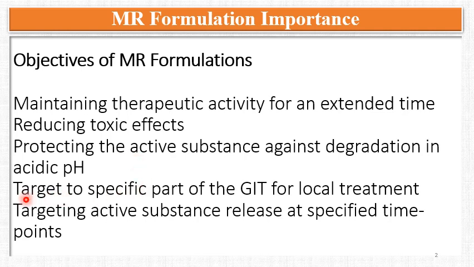Then these modified release formulations are used to target the specific part of the GIT and also for the local treatment of that part. The API gets released nearby to that part or around that part of the GIT, and the API shows its local effect. Then targeting active substance release at specified time points. So in some of the formulations, the specified time is there for the API release. So for that purpose, modified release formulations are made.